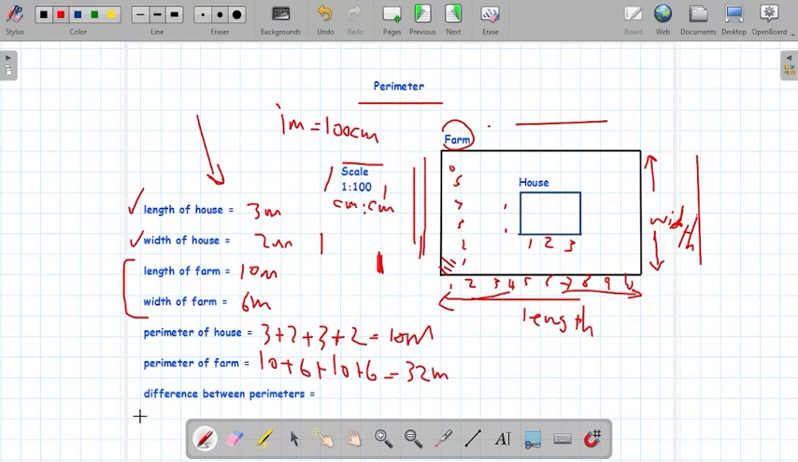Now the tricky part: sometimes it will ask you to find the difference between the perimeters. What is the meaning of the difference? It means that I need to study these two, the perimeter of the farm and the perimeter of the house, and I need to find the difference. So what's the difference between 32 and 10? Difference means subtract. So I will subtract them. 2 minus 0, 0, 2. 3 minus 1, it will be 2. So what's the difference between the two perimeters? It will be 22 meters. I hope this part is clear about the scale.